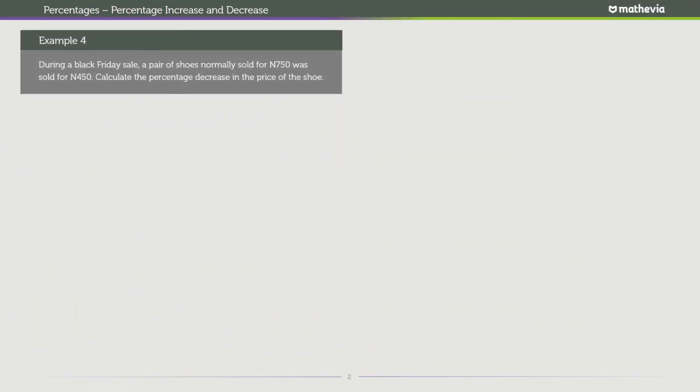For example 4, we have: during a Black Friday sale, a pair of shoes normally sold for 750 naira was sold for 450 naira. Calculate the percentage decrease in the price of the shoe. Okay, so we have this shoe. It was 750 before, now it's selling for 450, and we're looking to find the percentage decrease.